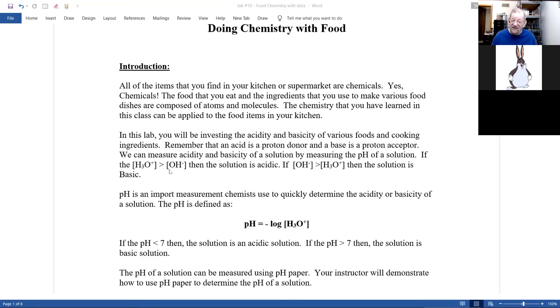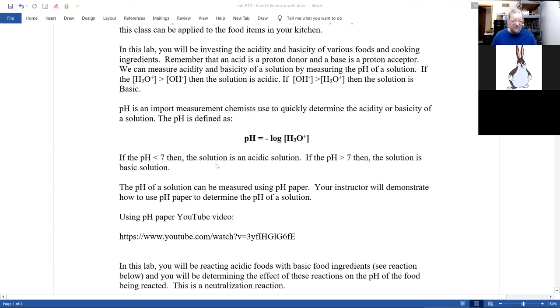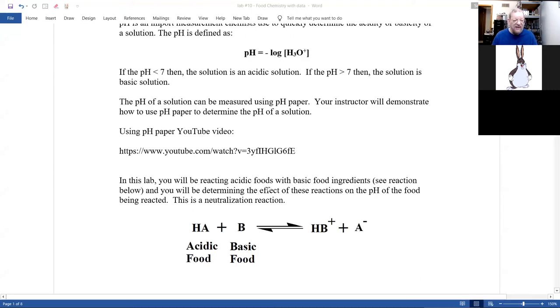Now, pH helps us quickly determine acidity or basicity of a solution. And as I mentioned earlier today, pH is minus the log of the hydronium ion concentration. If the pH is less than 7, this solution is acidic. If it's greater than 7, it's basic. The pH of a solution can be measured by pH paper. And you saw me show that. You can see using pH paper on this YouTube.